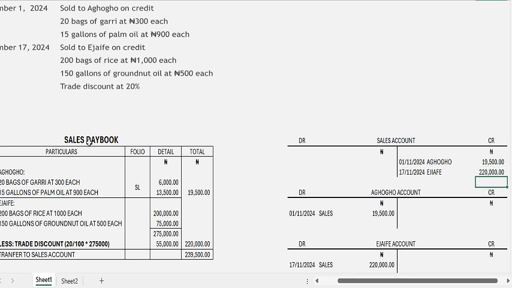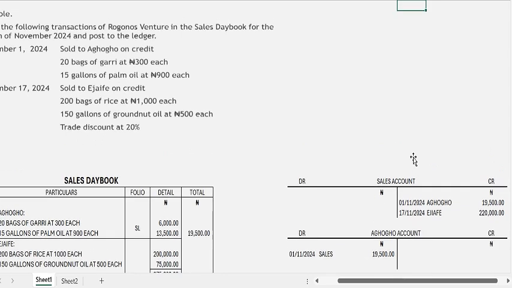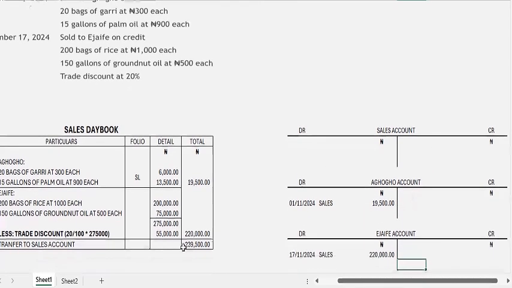But where does this sales daybook come into play? Instead of entering these two transactions, you don't need to enter them here. All you need to do is go to the summary, the sales daybook, which is 239,500. Just come here and type sundries, which is the total of all the sales on credit for that period, 239,500, the month of November. That is that. So it must go through the sales daybook, which is all about recording alone. It's not posting. Then from there you move it to the sales account.